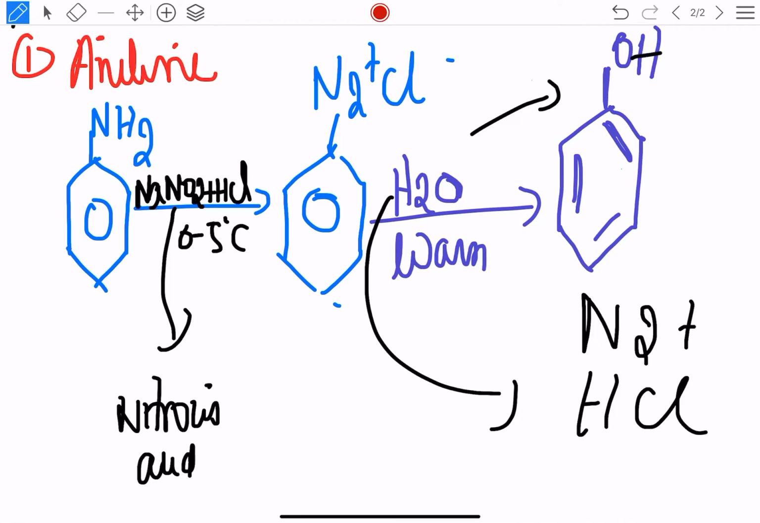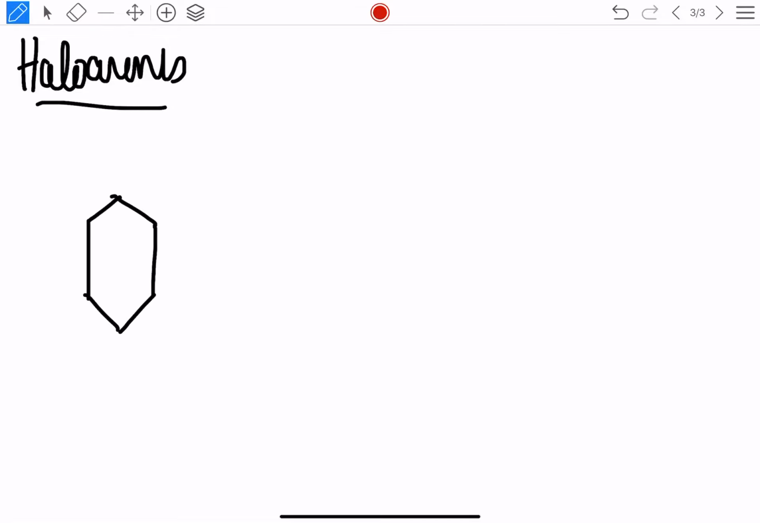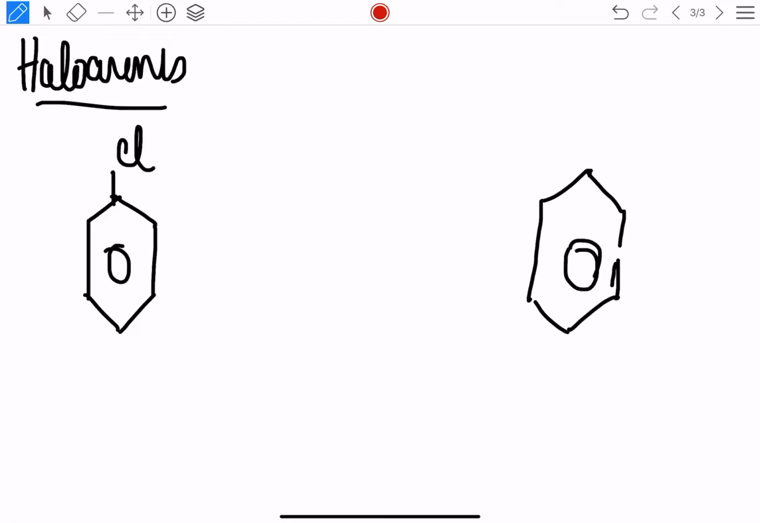Now coming on to the next method of preparation, that is from haloarenes. For haloarene, I am taking chlorobenzene for my convenience. You can take any haloarene. Okay, so chlorobenzene looks like this, and I have to convert this chlorobenzene to this. This is my result. So the reactant and the product I have written here. This is my phenol.